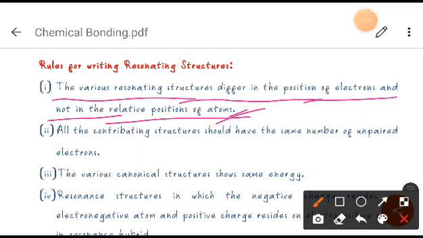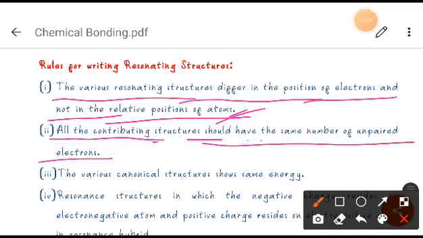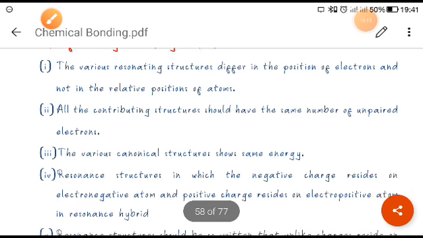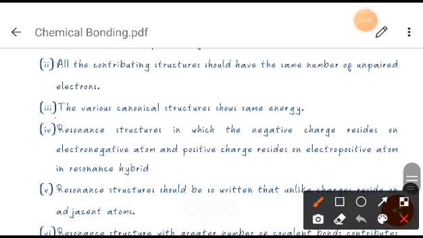Okay, now next is all the contributing structures should have the same number of unpaired electrons. Means whatever contributing structures we see and take, they will also have the same number of unpaired electrons. Okay, now next is the various canonical structures show the same energy. Whatever canonical structures we draw for any molecule, they should show the same energy.